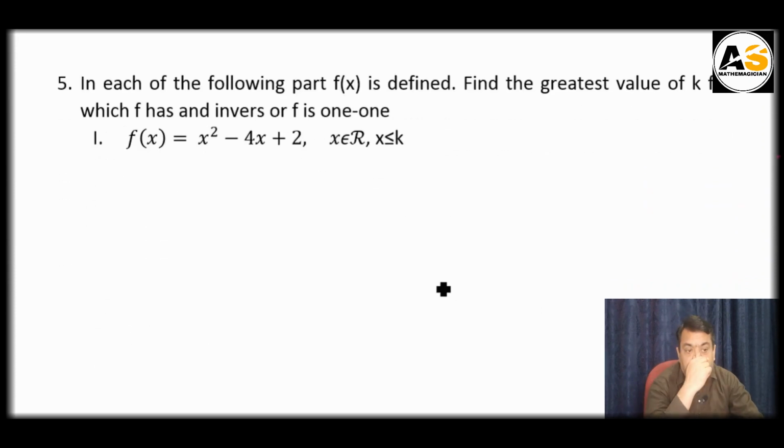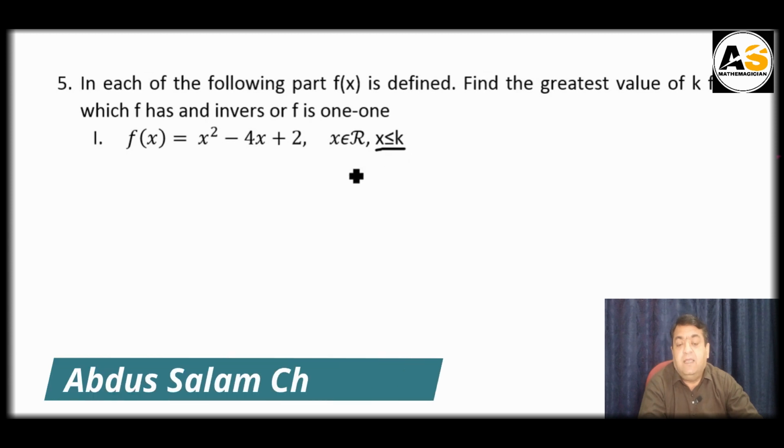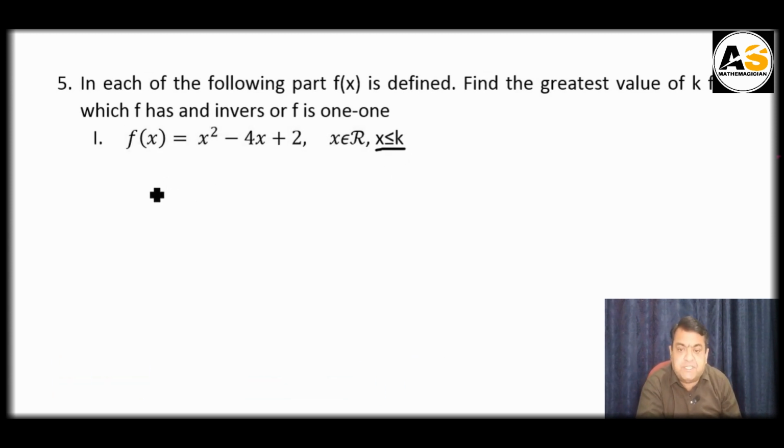Now this question number 5 is basically very similar to this, but in these questions the function is defined by giving the greatest possible value of x, which is k, and we have to find k over here. The solution is the same. We just have to convert all these quadratic polynomials into standard form and put the x coordinate of the vertex equal to k.